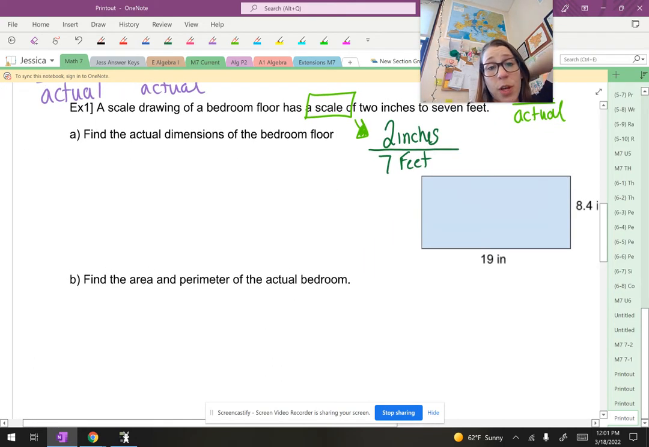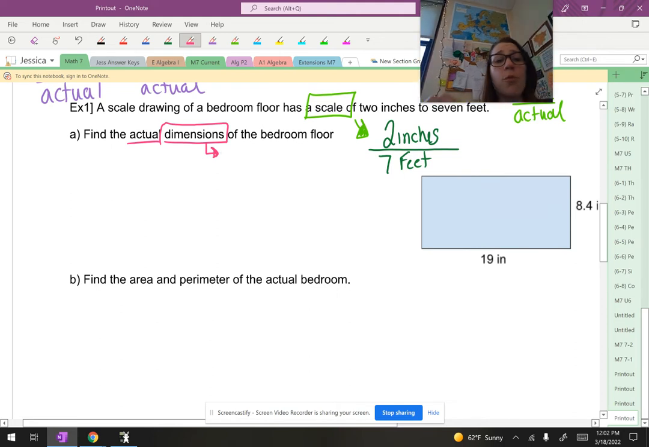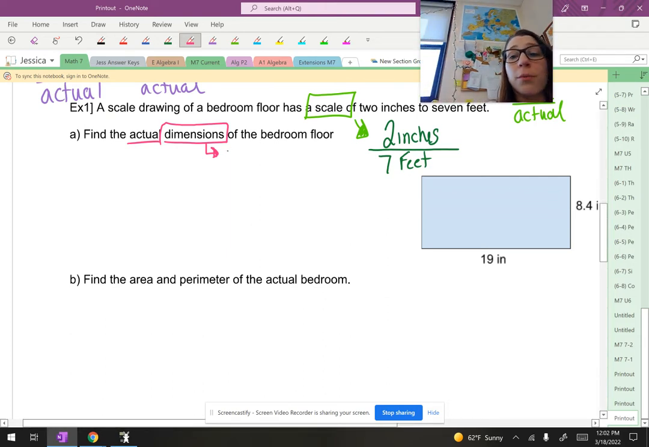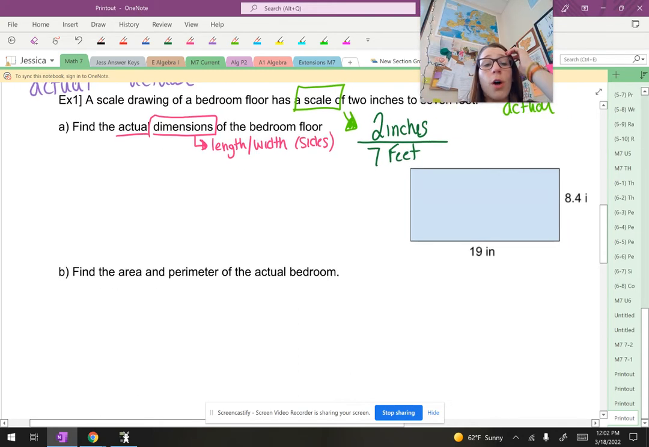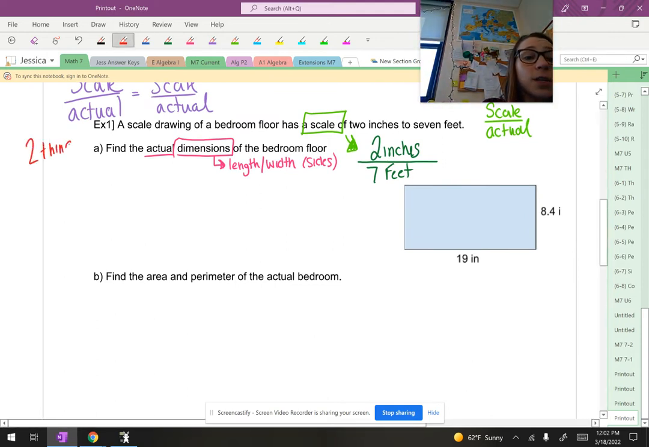Okay. Didn't even know what the question was asking me yet, but I was able to take that scale and turn it into a fraction. That's something. It's asking me to find the actual dimensions. Remember, dimensions, we talked about that the other day when we were talking about 2D or 2 dimensions. Those dimensions are basically just like your sides. That's like your length and your width. Kind of like your sides. So they're asking me to find the actual length and the actual width. Asking me for 2 things, which means I need 2 proportions.